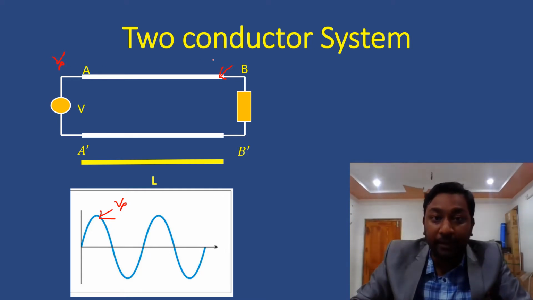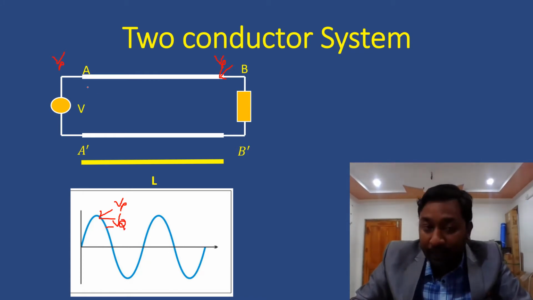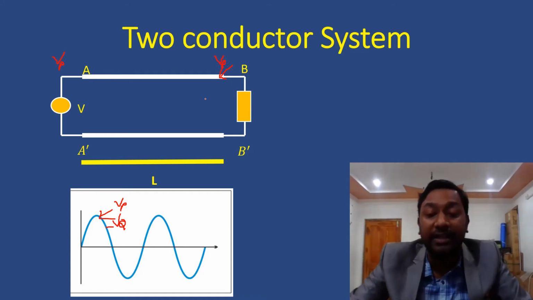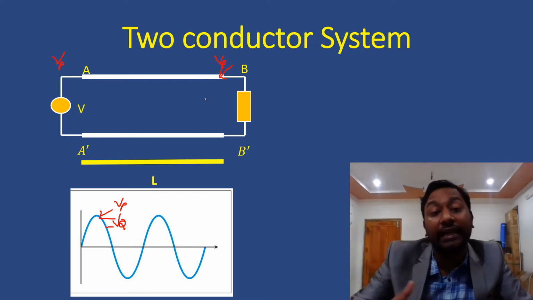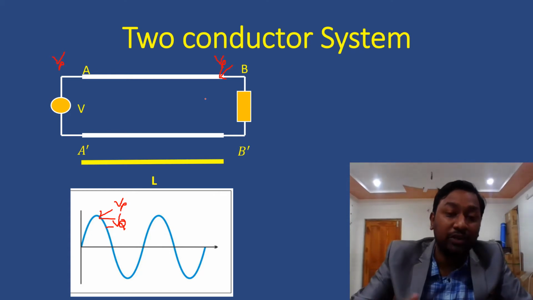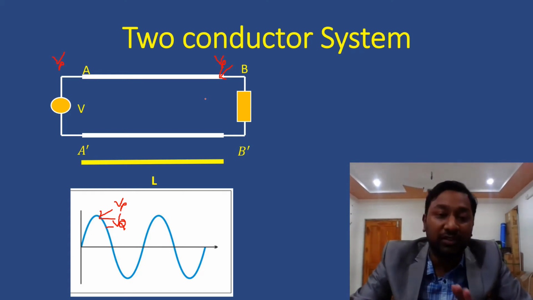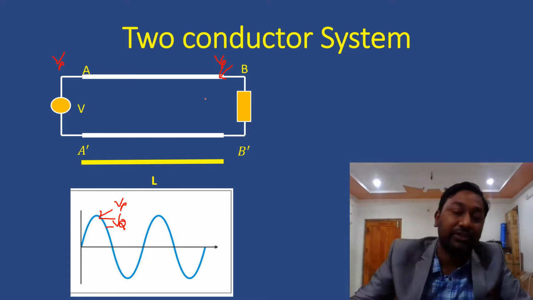When VP reaches point B, the voltage will be VP there, then at the A dash point the voltage may be VQ, or there may be some changes in the voltage. So there must be some time to reach from A to B point, and that time is called transit time, and that delay is called transit time delay, because no signal can transfer at infinite speed to reach from point A to point B.